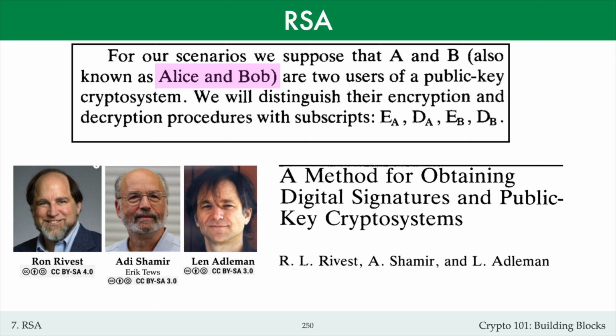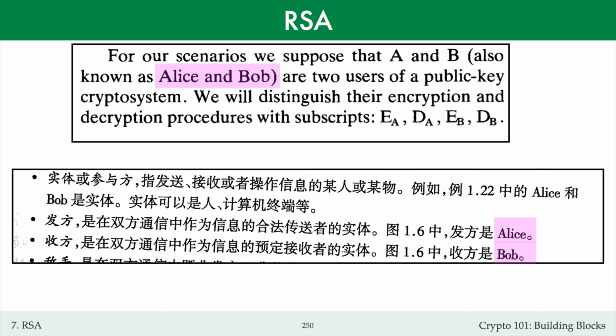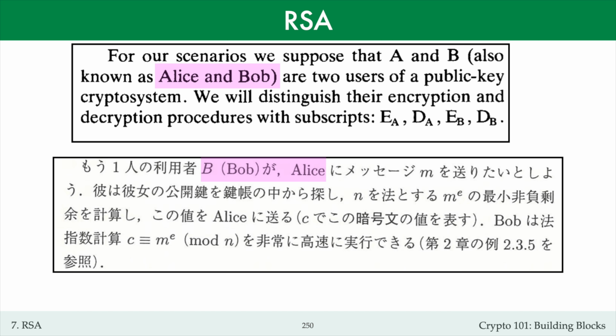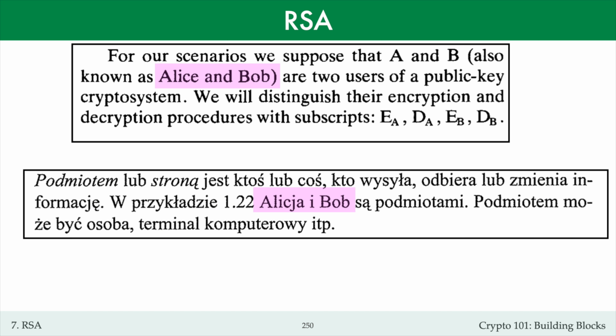Another notable contribution of Rivest, Shamir, and Adleman was the introduction of the two main characters in cryptography, Alice and Bob. Alice and Bob make an appearance in most cryptography research papers, including those written in foreign languages. Here is an example of some text in Mandarin, Japanese, and Polish.